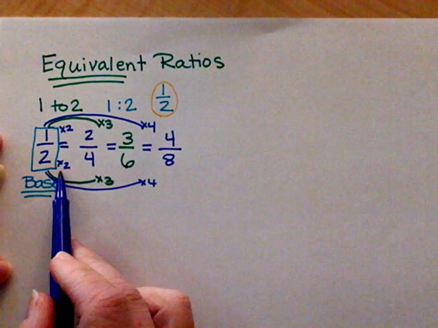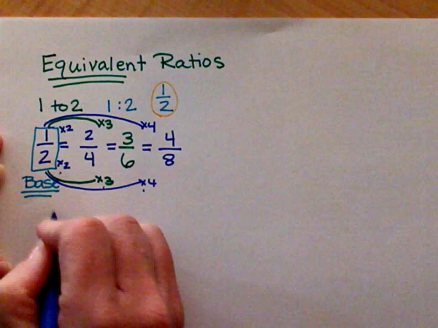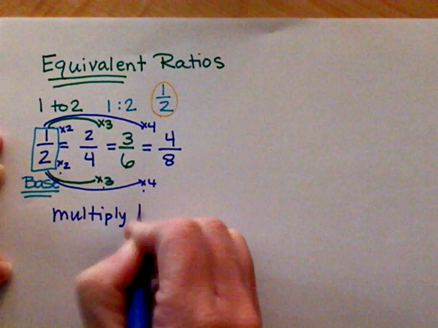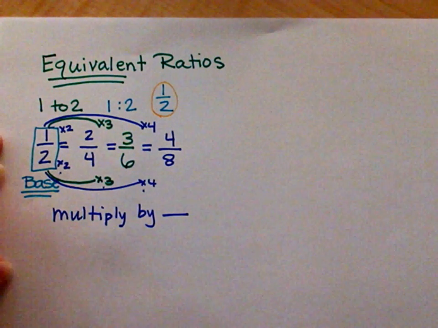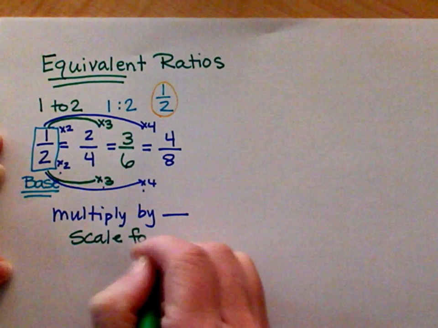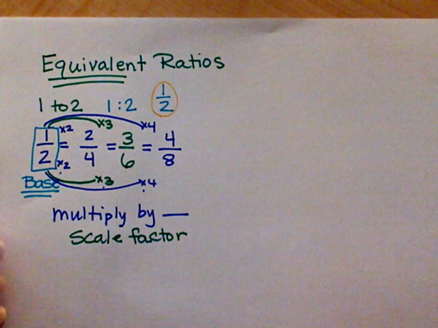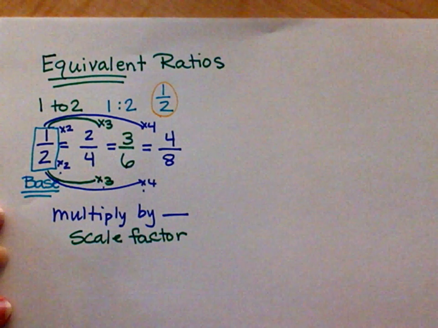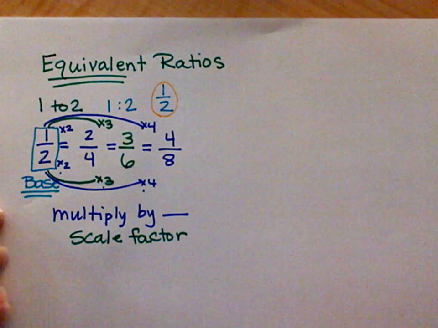This is multiply by 2, multiply by 3, multiply by 4. When we say multiply by and then put a number in there, we're going to consider this to be a scale factor. It's what we're enlarging by. We're increasing our ratio by a scale factor. Are we making it 2 times greater, 4 times greater, or even possibly 5 times greater?